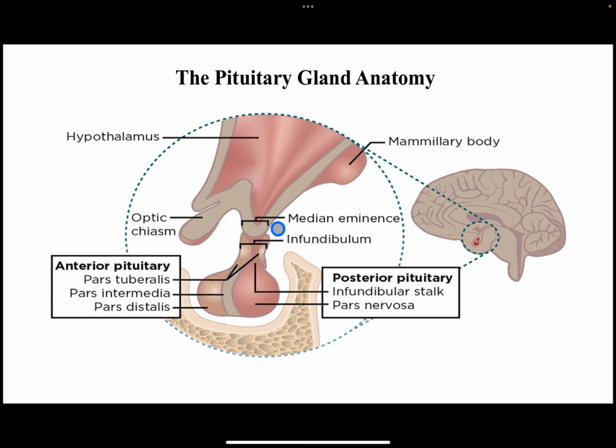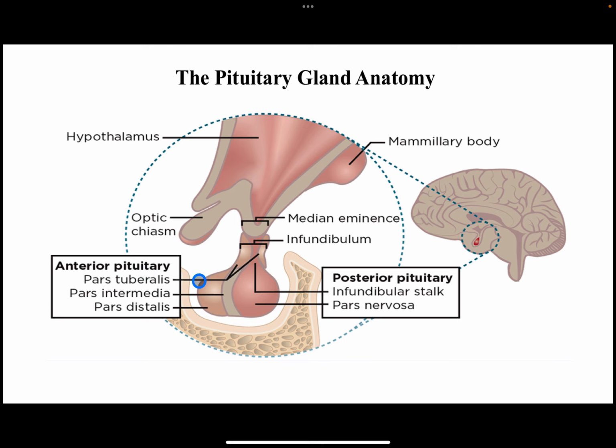The immediate border, from where we have the infundibulum, is called the median eminence. And you can see clearly that the optic chiasm is just inferior or closer to the hypothalamus. These are all anatomical regions that you can use when you are describing the hypothalamus and the pituitary gland. So basically that is it.